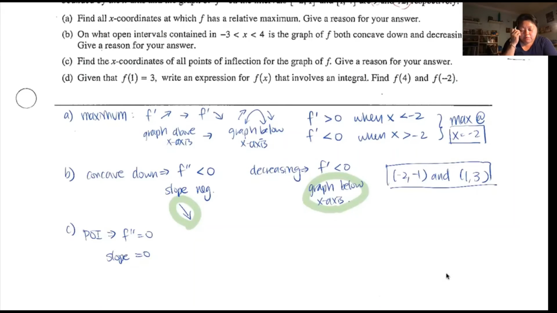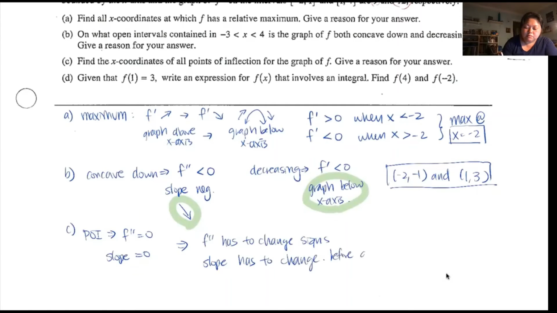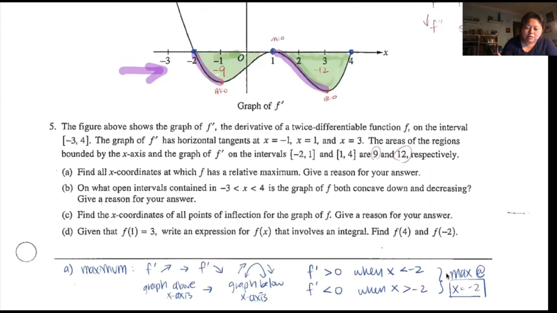So it means that f double prime, furthermore, additionally, has to change sign, which means your slope has to change. So not only does the slope have to equal 0, the slope has to change before and after. Okay, so we know when our slope is 0. We had those 3 points where my m equals 0, right?